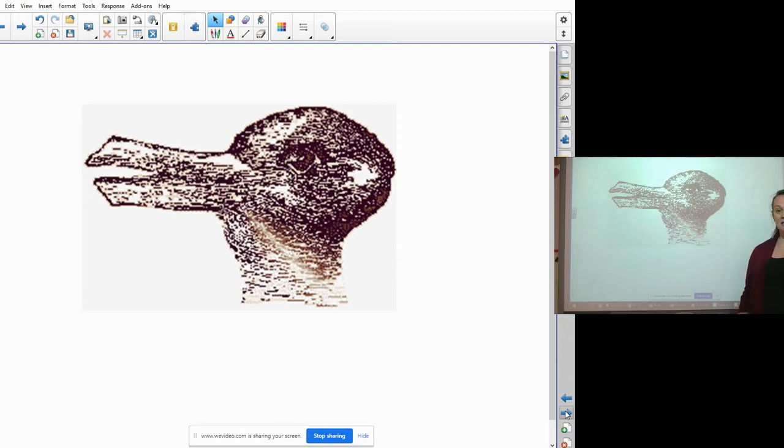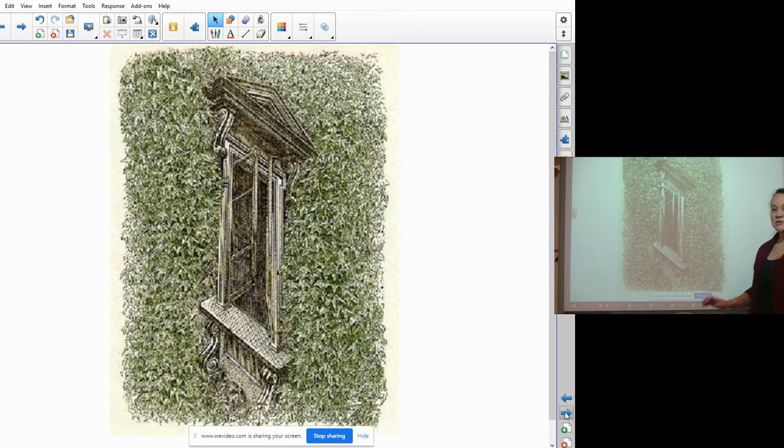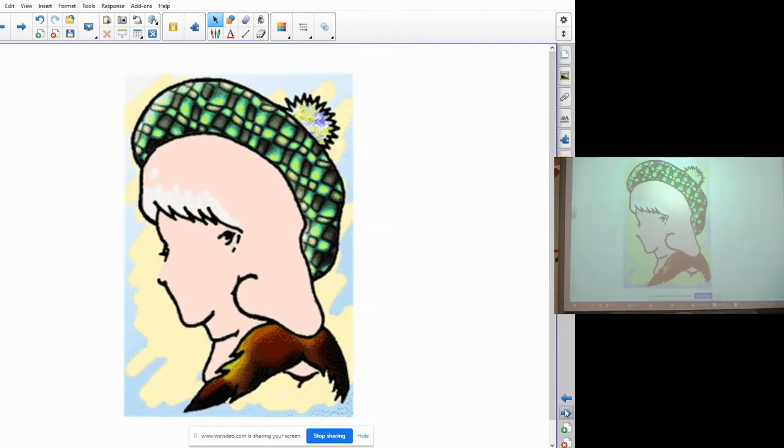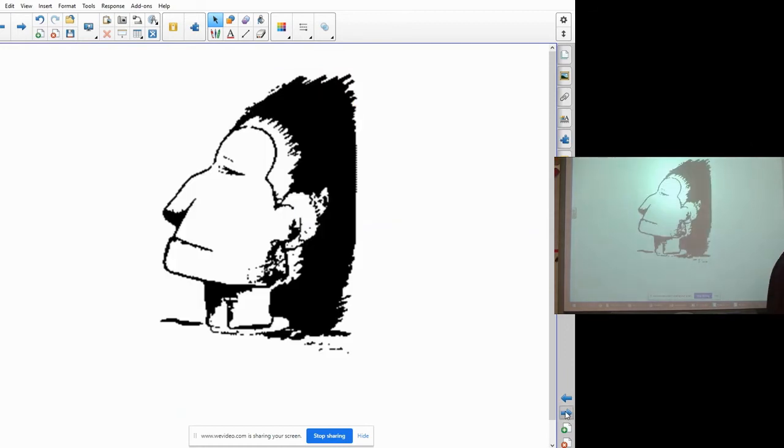Some people see a duck and some people see a rabbit. Is it a duck? Is it a rabbit? Is it both? Which direction is the window opening? In or out? This one is supposed to have three faces. I can get an old man with a big nose. I can get a lady looking away. There's supposed to be like an older woman looking down. I'm not sold on the third face, but you know, if you see it, you see it. What do you see here?